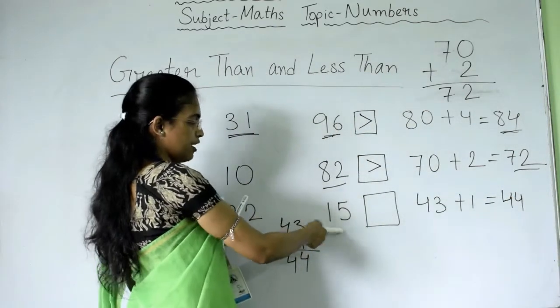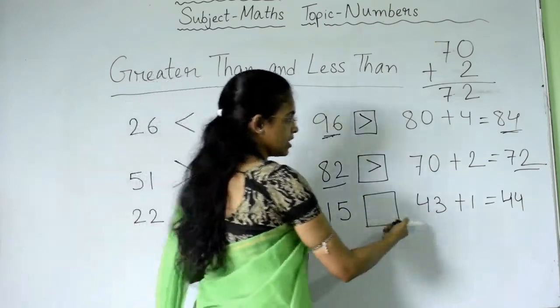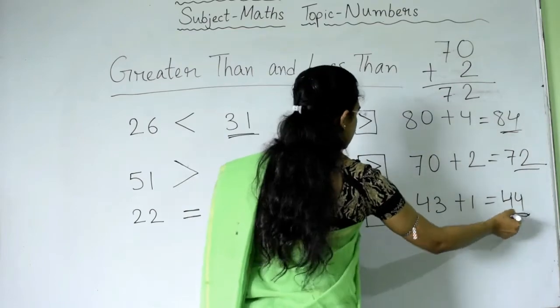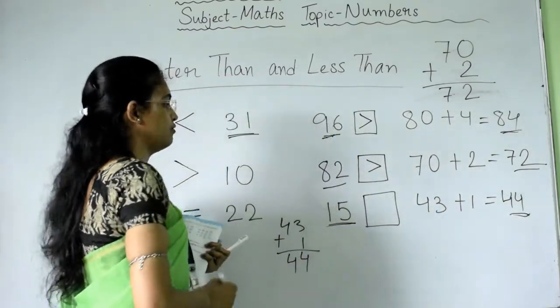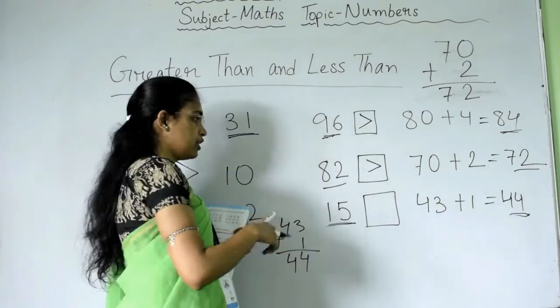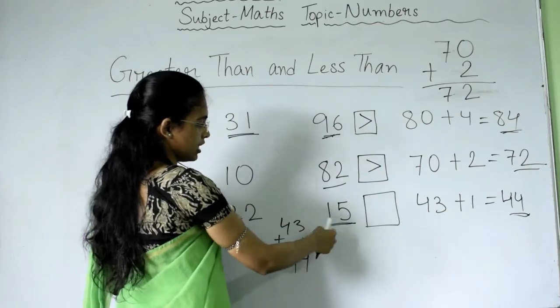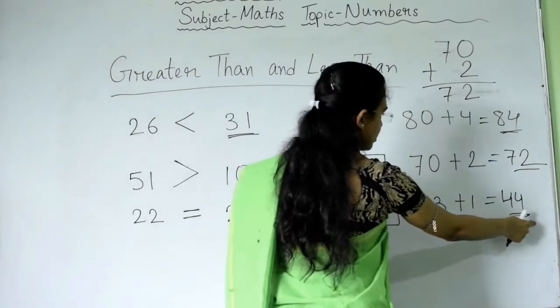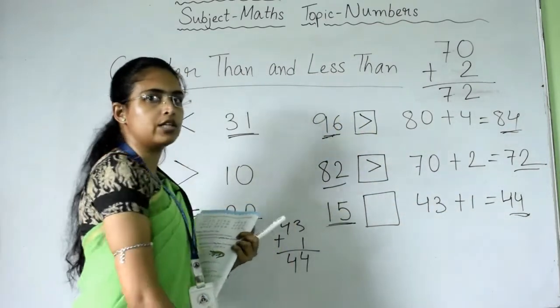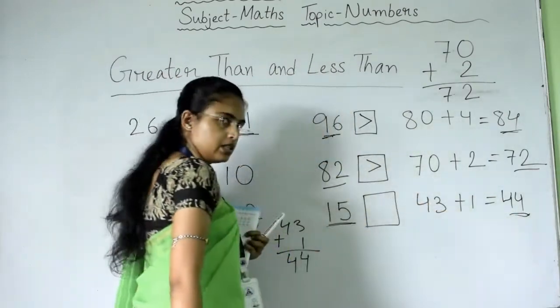So here on the left side, which number is this? 15, and on the right side, which number is this? 44. So which one is the biggest number? Here on the left side we have 15 and on the right side we have 44. So which one is the biggest number? Yes, 44 is the biggest number, right?